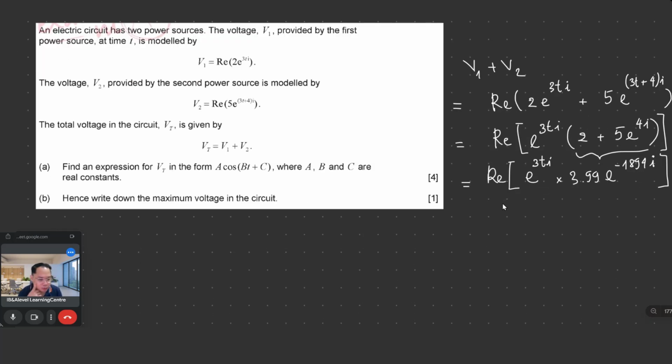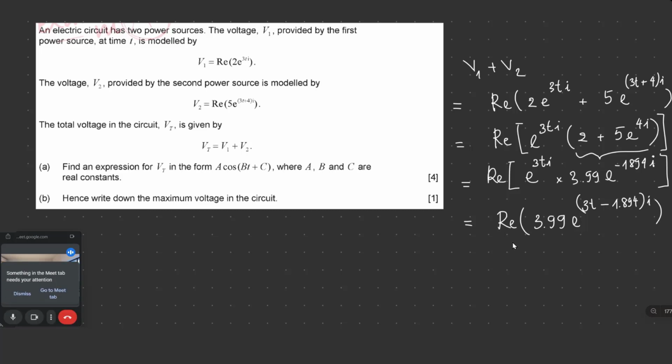Now the next step is very simple. We just need to combine the two terms, e and e, so that the real part of 3.99 e to the power of 3t minus 1.894 i. So this is the answer. Sorry, one more step to get the answer, which means that we need to convert this exponential form into the normal form of a total voltage Vt.